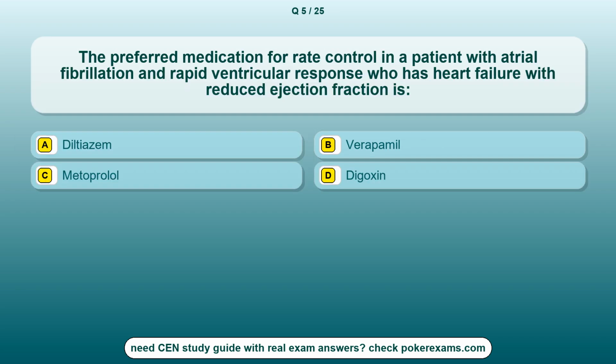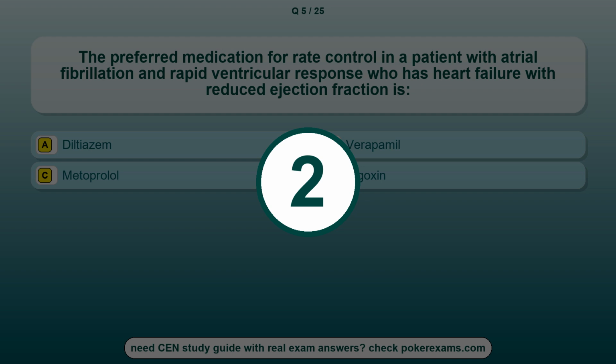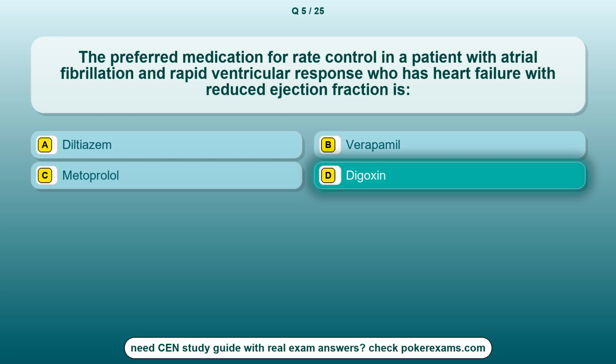Question 5. The preferred medication for rate control in a patient with atrial fibrillation and rapid ventricular response who has heart failure with reduced ejection fraction is: Option A, diltiazem. Option B, verapamil. Option C, metoprolol. Option D, digoxin. The correct answer is option D, digoxin.